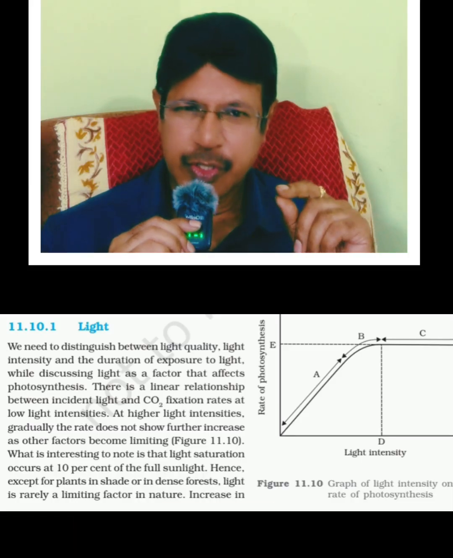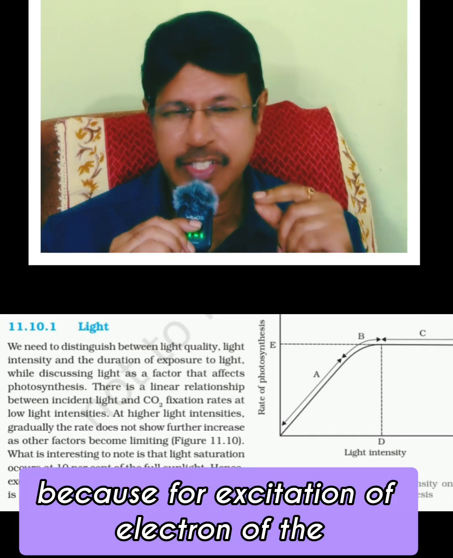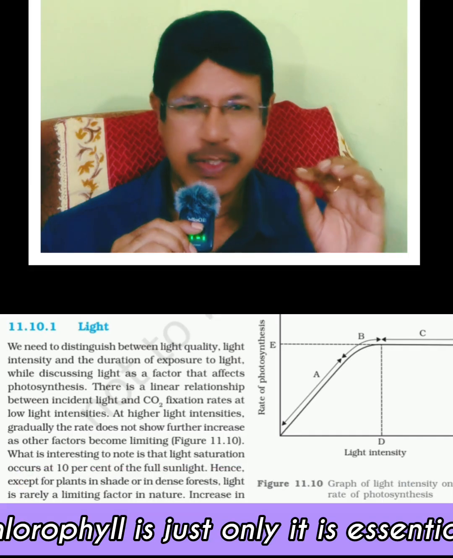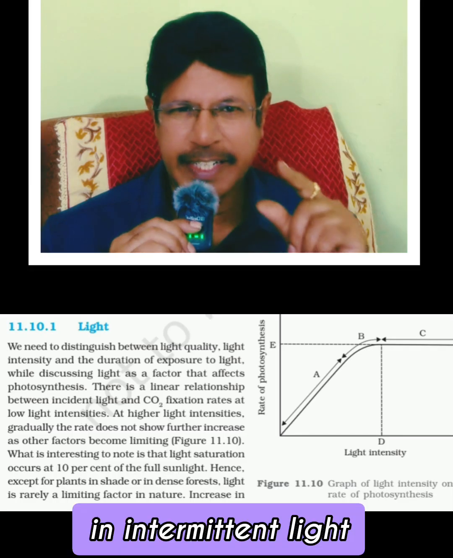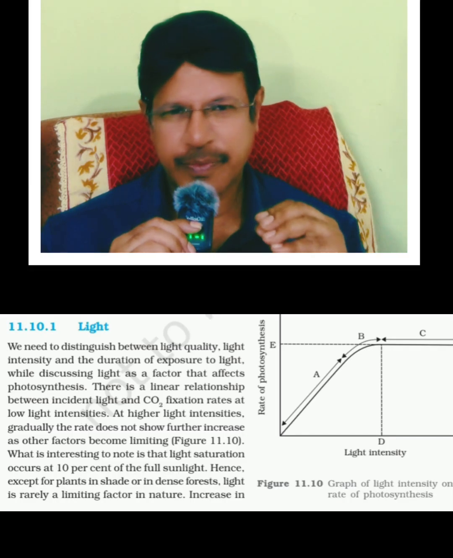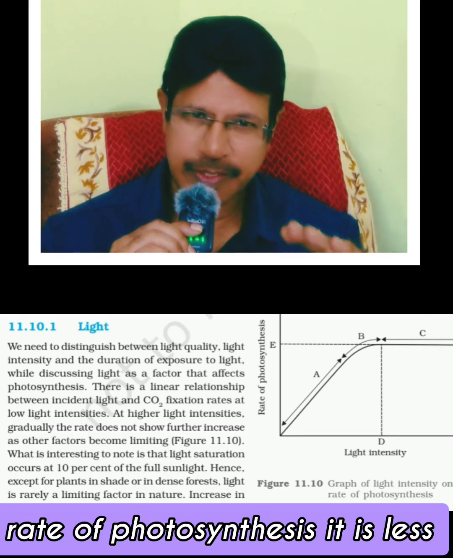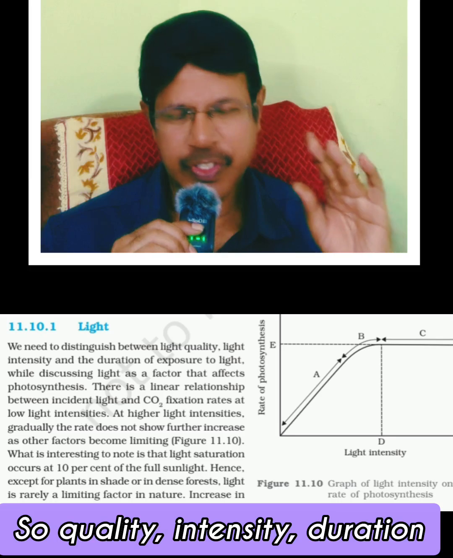And duration, because light is essential only for excitation of the electron of the chlorophyll. So in intermittent or discontinuous light, the rate of photosynthesis is more, but in continuous light, the rate of photosynthesis is less. So: quality, intensity, duration.